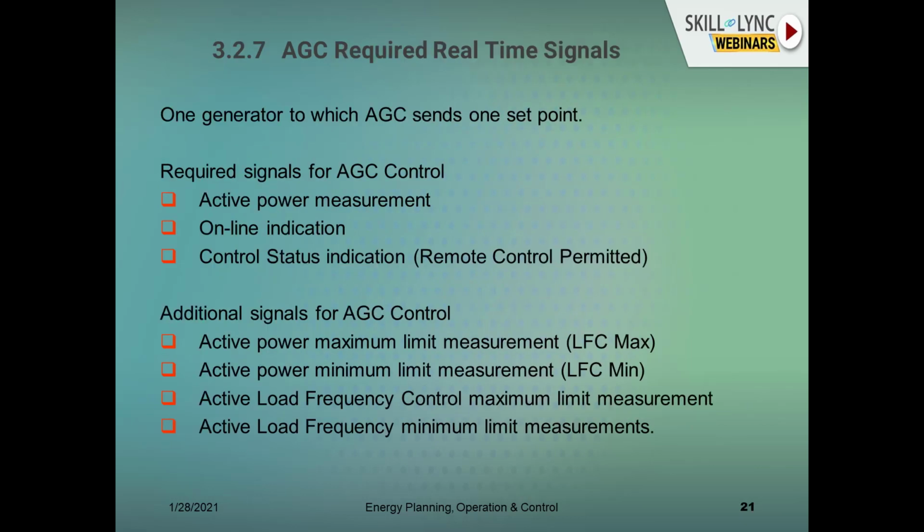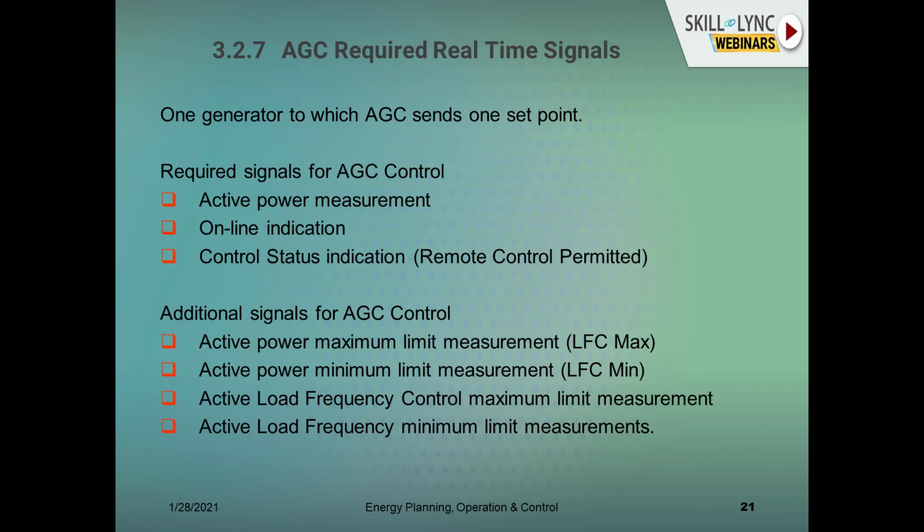AGC requires, to function correctly and control the energy production in utilities, measurements that have to come to the control center, coming into SCADA, which is system control and data acquisition. AGC is interfacing to this SCADA real-time system, so it needs measurements.